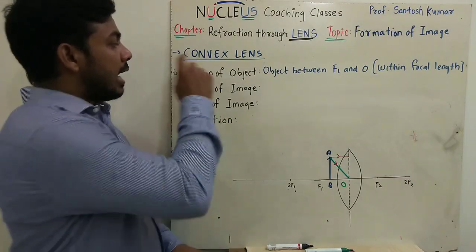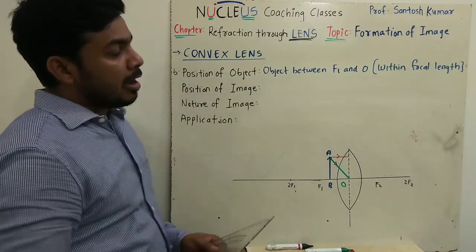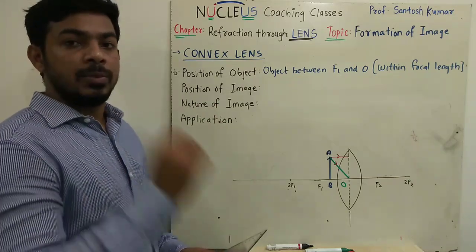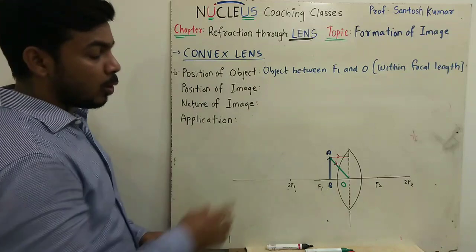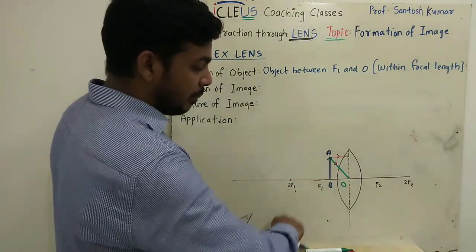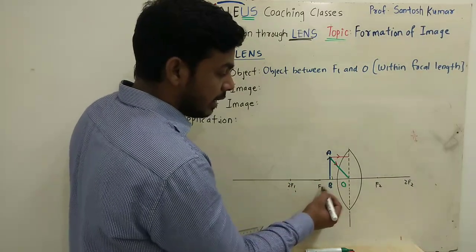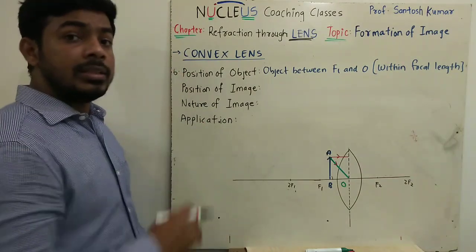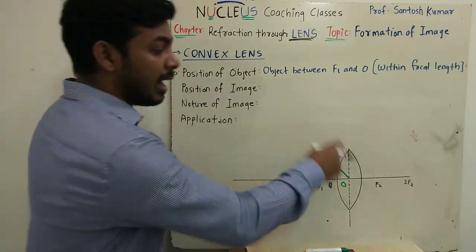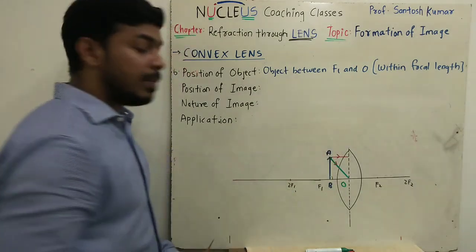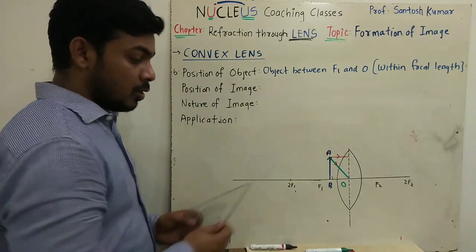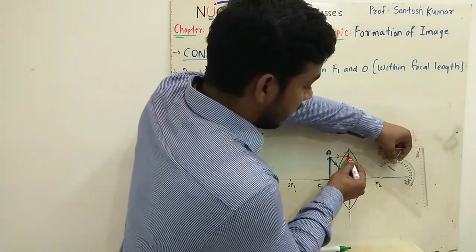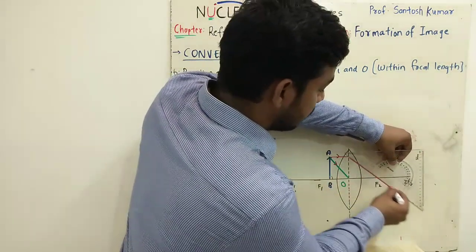Now let's talk about the last case, where the object is kept between F1 and O, that is, placed within the focal length, or sometimes placed very close to it. So I have drawn an object AB, perpendicular to the principal axis, kept between F1 and O, and I have drawn two standard incident rays, one parallel to the principal axis, the other passing through the optical center. If I draw the refracted rays, this parallel ray after refraction will pass through F2.